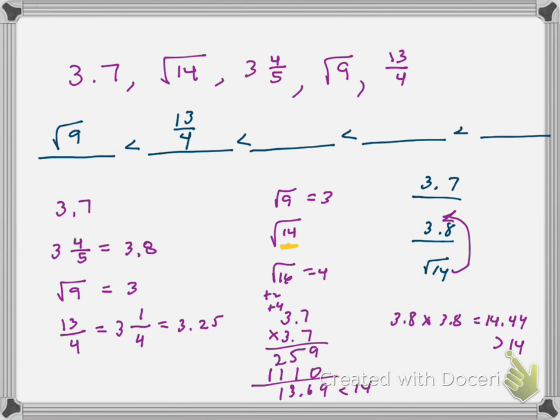So that's our final answer, and I believe this is what was on the board, so good job for whoever did that. Our final answer will be the square root of 9, 13/4, 3.7, the square root of 14, and 3 4/5. Okay? Hopefully that made sense. I will see you in class.